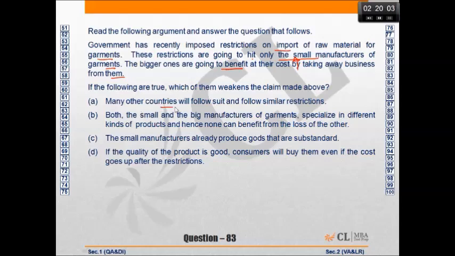Many other countries follow suit with similar restrictions. This is not connected to the issue, so we can just eliminate this. Most of the small and big manufacturers of garments specialize in their kind of products, hence none can benefit from the loss of the other. So this will weaken the claim above.